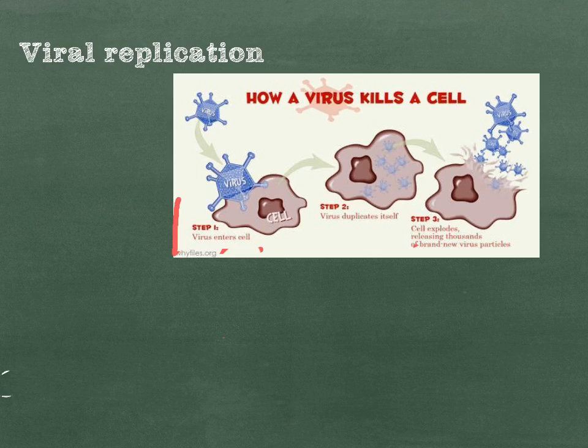So, step 1, virus entering the cell, virus injecting or inserting its genetic material inside the cell. Step 2 will be the virus replicating itself or duplicating the different parts. And finally, the expulsion of all the new viral particles.